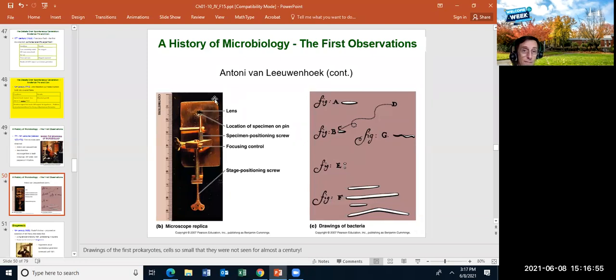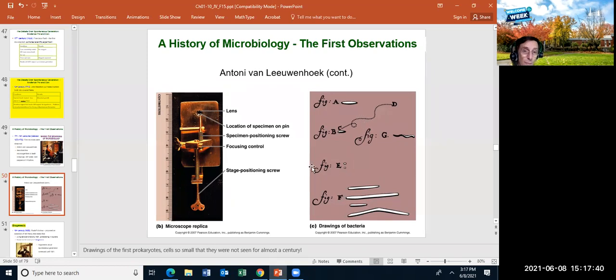Another thing that Antony van Leeuwenhoek is famous for is this drawing of his here. If you don't recognize it, all of these cells are bacteria. We haven't talked about bacillus, but this is a bacillus, that's a bacillus. These are cocci. This is bacillus, that's a bent bacillus. And that is a spiral. We'll talk about those in a little bit. Those are different types of bacteria. These are cells so small that no one else saw them for almost a century.